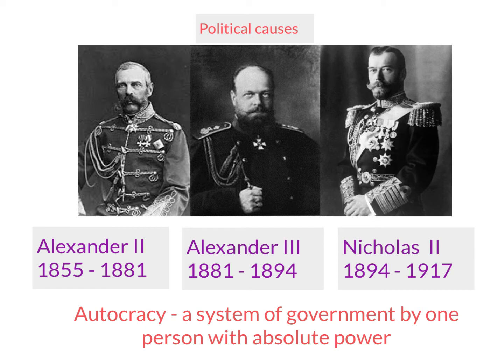So there's an autocracy in Russia. That's the word that you would want to use to describe it: a system of government whereby one person has absolute power. But as time went on, and particularly once we get into the 20th century, people were starting to question whether or not this government was serving them.